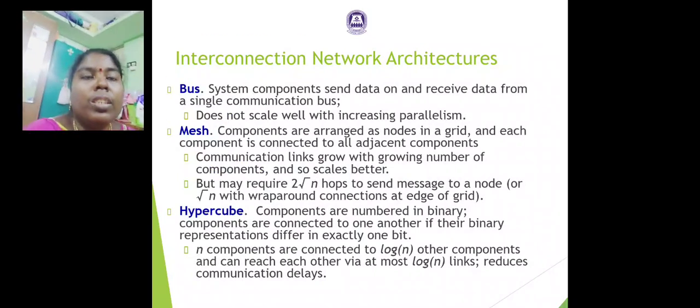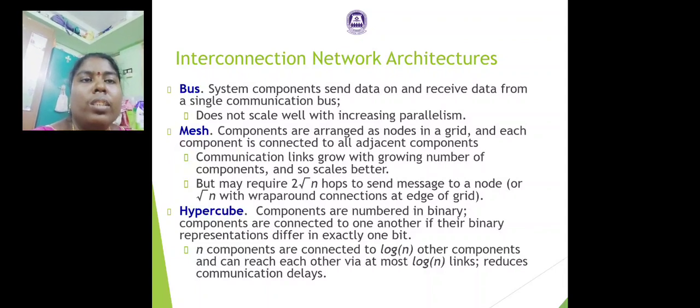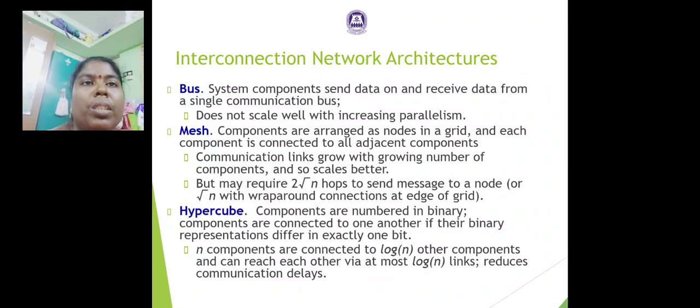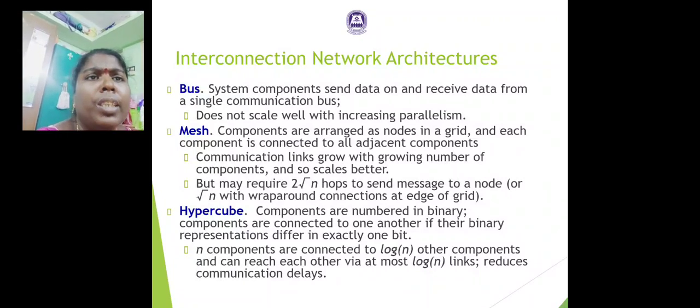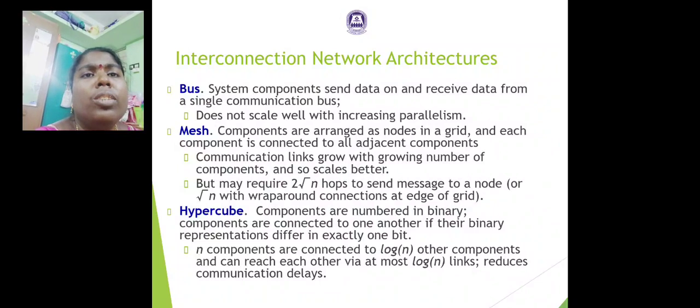So how are the systems connected? In parallel databases, more than one system is connected. How the systems are connected is specified in the interconnection network architectures. Here I specify three different types of interconnection network architecture. First one is bus, next one is mesh, third one is hypercube.